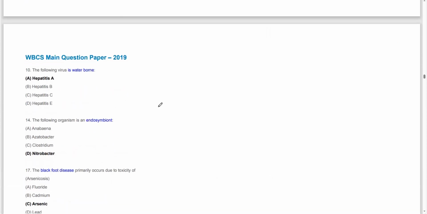Moving on to the next question, 2019. The following virus is waterborne. So hepatitis A is a waterborne virus. It's carried by water. Hepatitis A, not B, rather A, is carried by water.